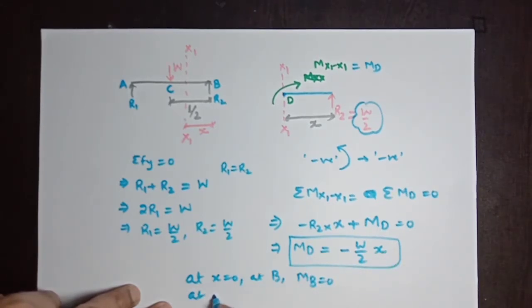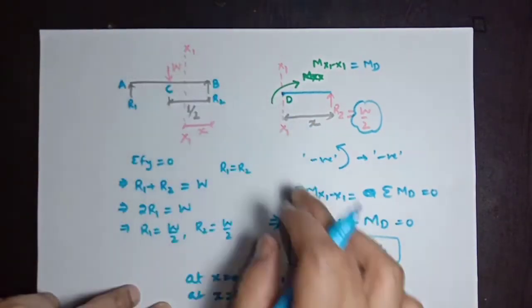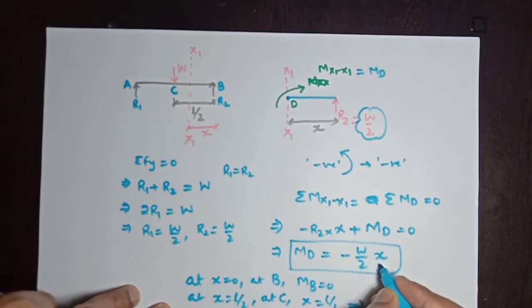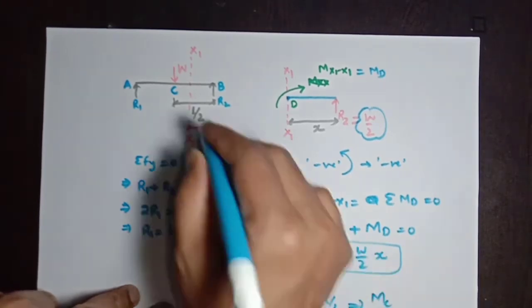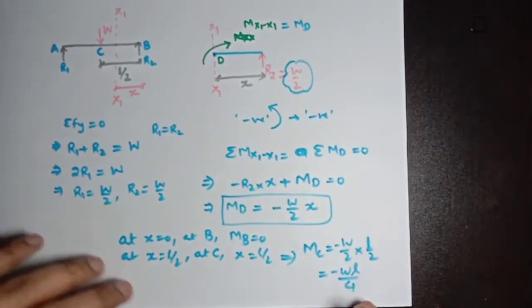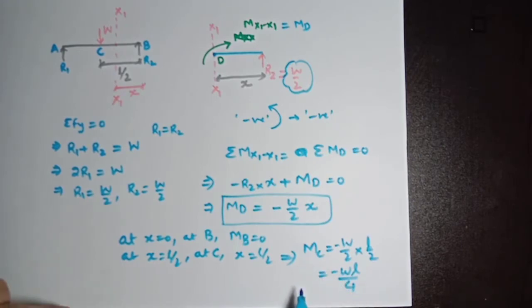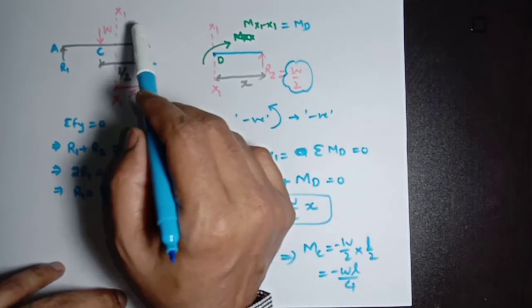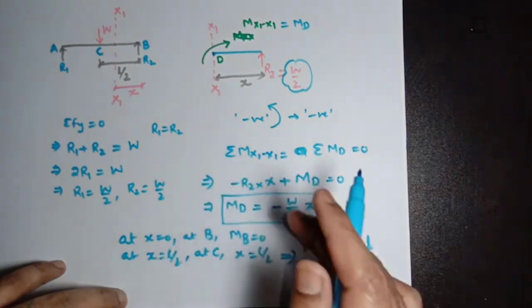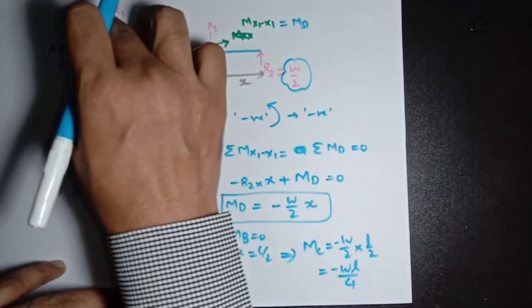At x equal to L by 2, we are dealing with point C. Here x will be L by 2, putting x equal to L by 2 here, so MD becomes MC, because we are going to calculate moment at C, so it will be minus W by 2 into L by 2, minus WL by 4. This is the moment calculated at point C. So we can see the moment here is 0, and at the center of this beam it will be WL divided by 4, and it is varying linearly from here to here.